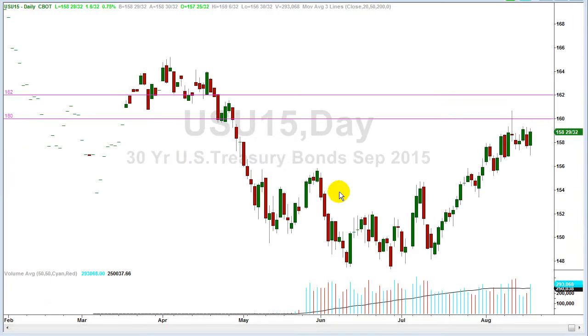So let's go with the bond market. Here's the 30-year bond. What I've been telling you is that unless we close below this level here, I'm going to say that we're still in an upward bullish pattern waiting for higher prices. Until we close below this area on a daily chart closing basis, all of this, to me, is bullish consolidation waiting for another move higher.